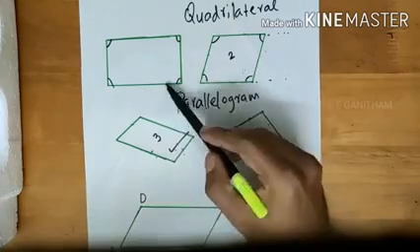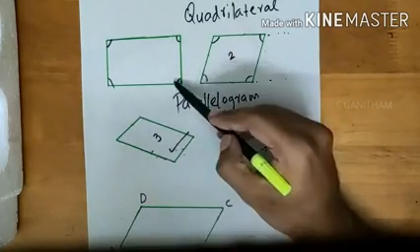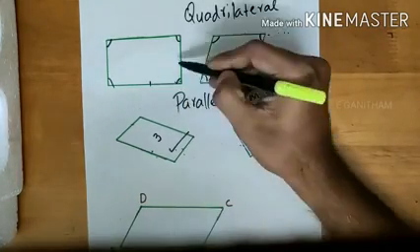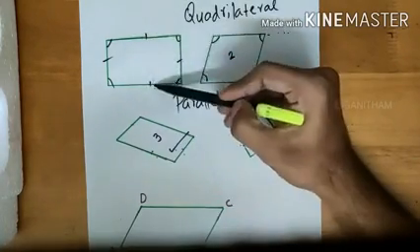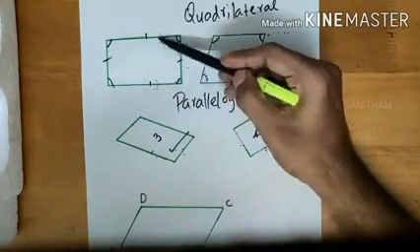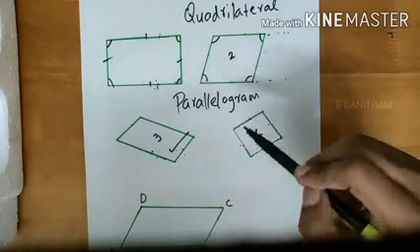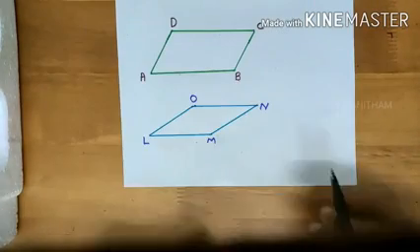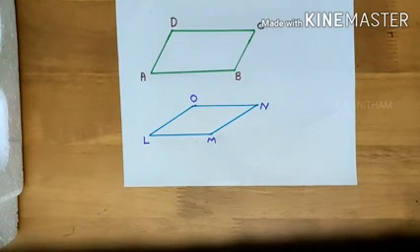Now look at your first figure, that is a rectangle. Is it a parallelogram? Is a rectangle a parallelogram? What do you mean by a parallelogram? It must have 4 sides. Yes, a rectangle has 4 sides and opposite sides must be parallel. Look at this opposite side, it is also parallel. So a rectangle is also a parallelogram. Now we will study what are the properties of a parallelogram.